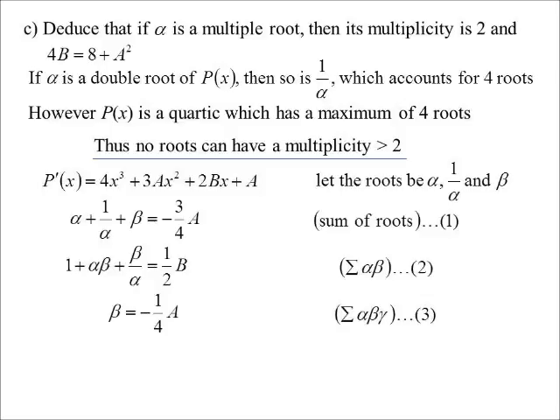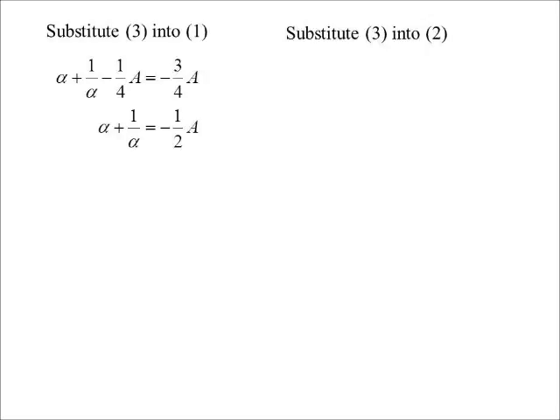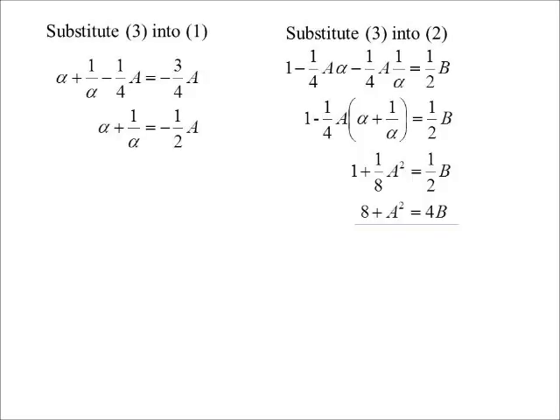Sum of the roots, minus 3/4 a. Sum of the roots, 2 at a time, we get half b. Sum of the roots 3 at a time, actually the alpha and the 1 on alpha cancel out nicely with that one. So I can actually work out that the third root of the derivative is minus 1/4 a. So I should now be able to work out something. Let's see. If I substitute the third one into the first one, in other words, substituting beta into the first one, I end up with alpha plus 1 on alpha is minus 1/2 a.